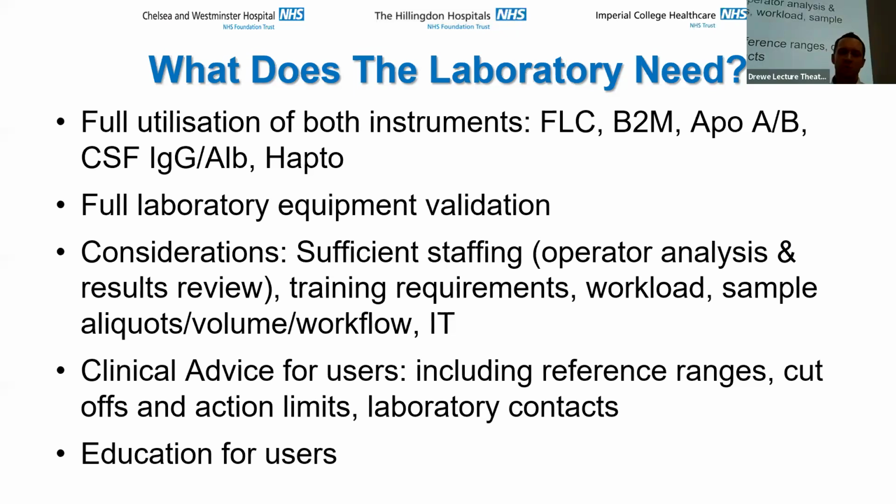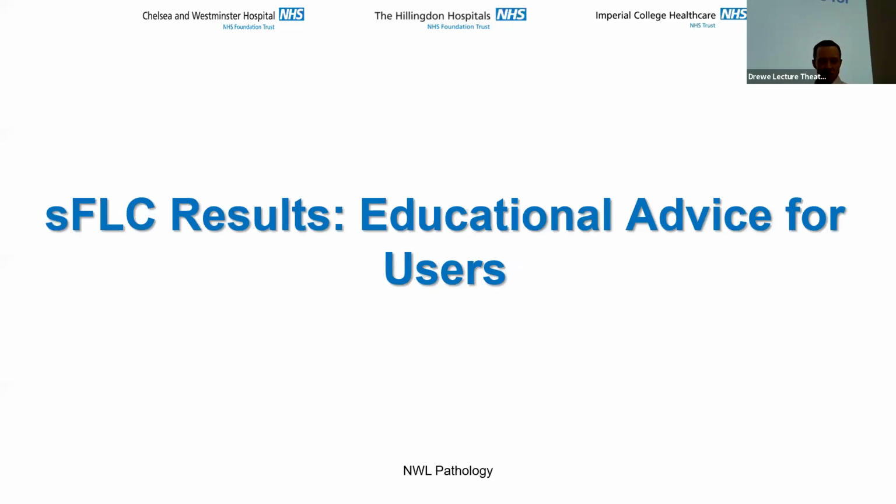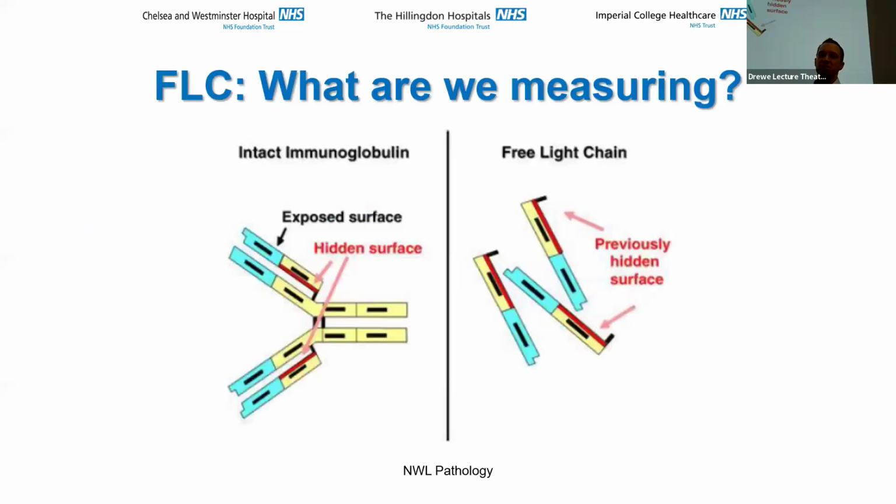One of the things which we've pushed out is generally good clinical advice for our users. This included advice around the reference ranges, cutoffs, the action limits which they might be looking for, and also to include that reassurance by advertising ourselves from a laboratory contacts point of view. I don't know how many people are familiar with free light chains, so I'm just going to run through a summary of the education advice which we've provided.